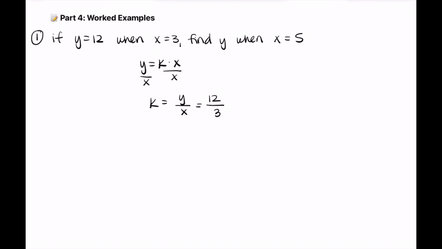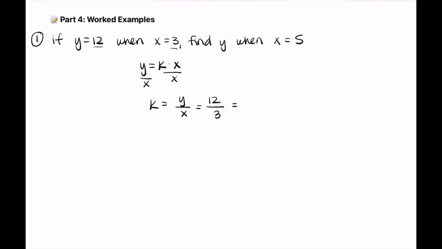So we know that k equals 12 divided by 3. We know 12 divided by 3 is just 4, right? So now we can go through and find what y would be when x equals 5, now that we have calculated our k value. So we know that k equals 4, so we would do y equals 4 times 5, right? Just substituting in for k and substituting in for the x value we're looking for. And we know that 4 times 5 just gives us 20. So that would be our y value.